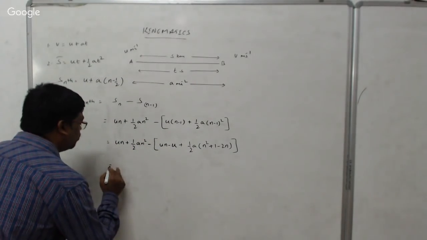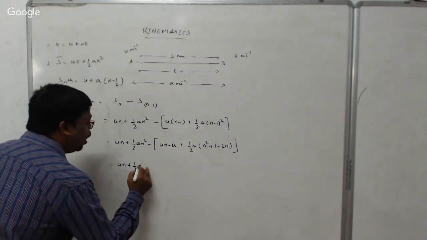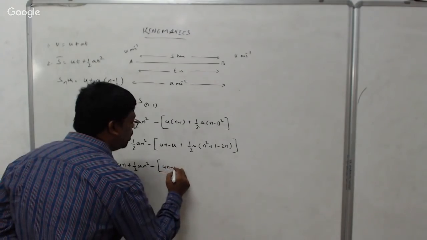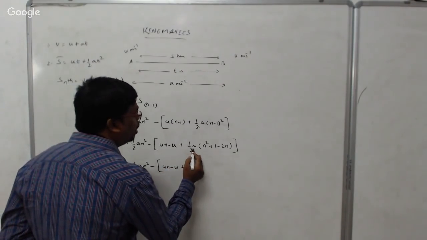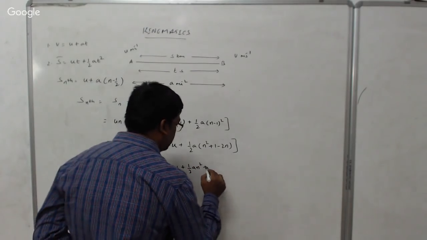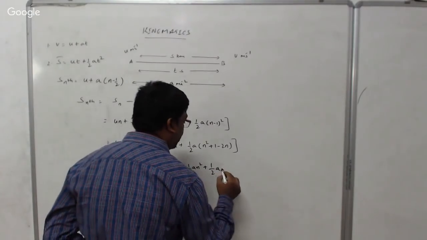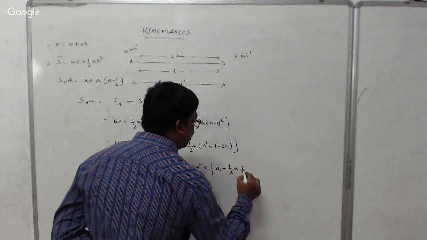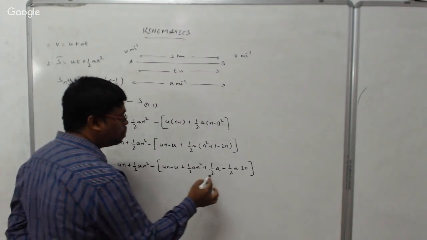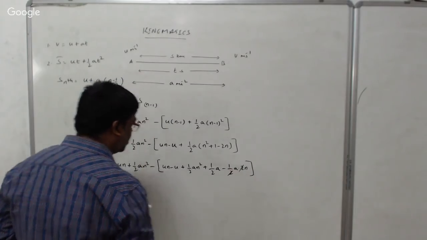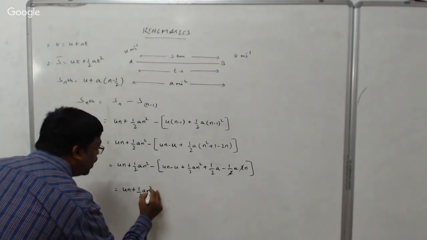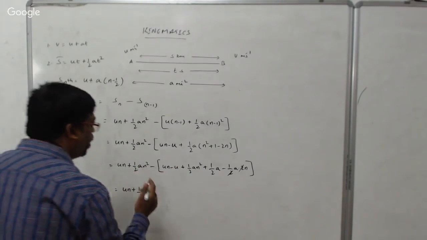Okay, next. un plus half an square minus of un minus u plus, multiplied with the half, an square plus half a minus half a into 2n. See, I did not multiply with minus yet. 2 gets cancelled. Now, un plus half an square. Now I am going to multiply with minus.